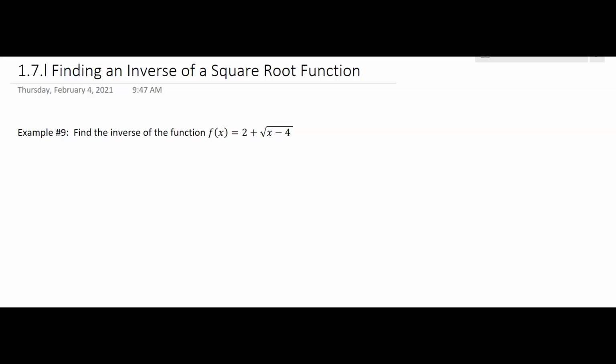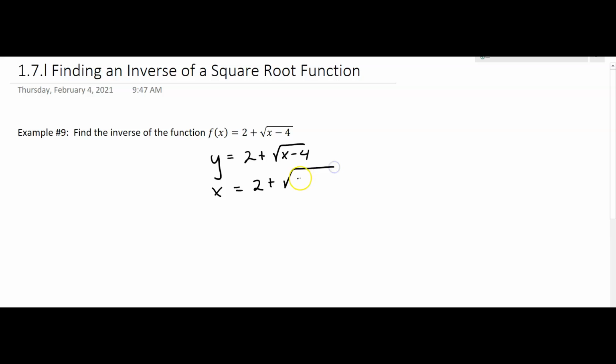So for this function, we're going to find the inverse, and it involves a square root. It's a square root function. So we can write it as y equals 2 plus the square root of x minus 4. Switch the x and y.